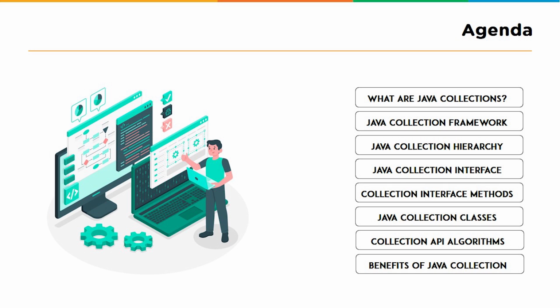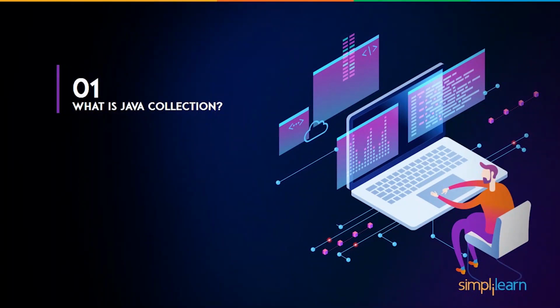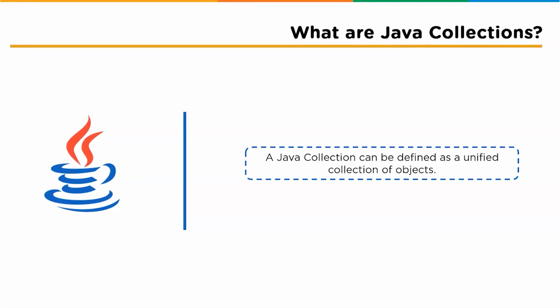Now, let's quickly dive into our first topic. What exactly is a Java collection? A Java collection can be generally defined as a collective unit of objects in the form of a group. For example, a group of numbers of integer data type, etc.